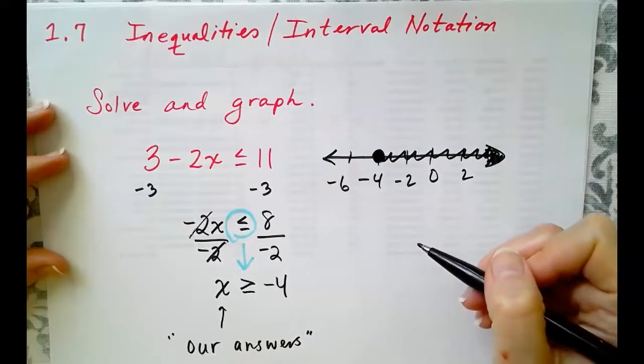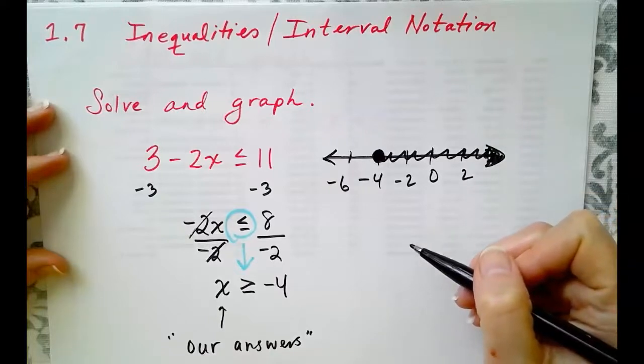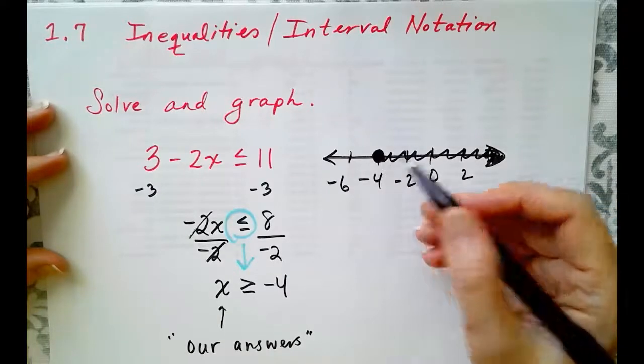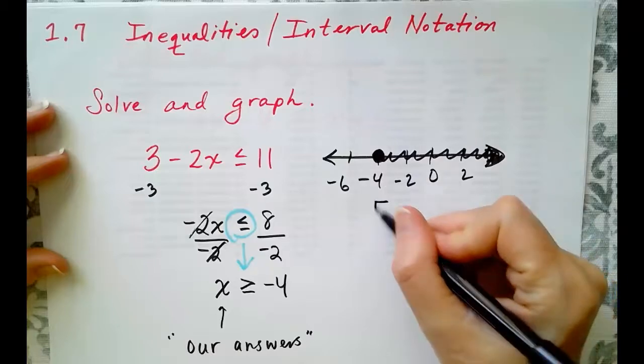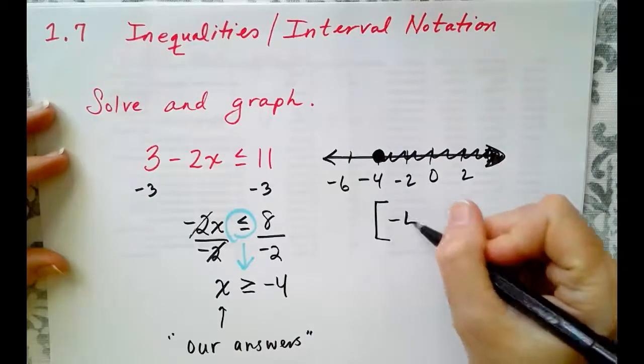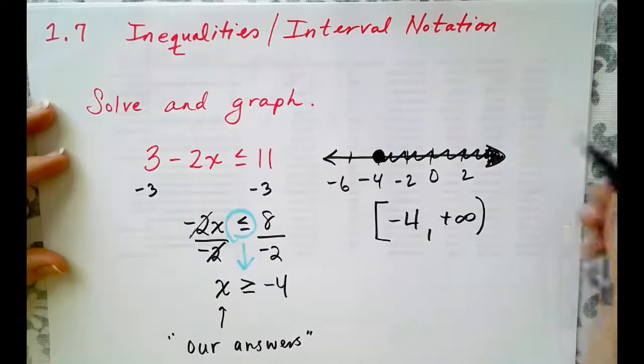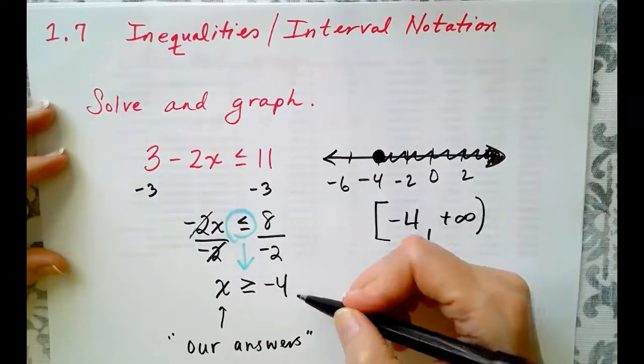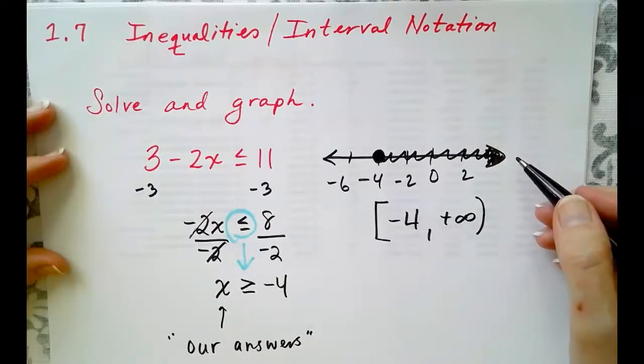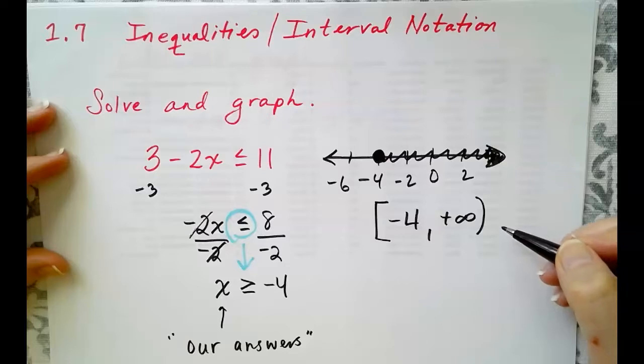Now, if we want to think about this in terms of interval notation, because we are including the negative 4, it will be a bracket and then negative 4 to positive infinity. So algebraic notation, graphic notation, interval notation.